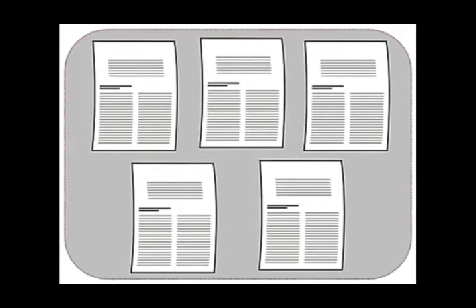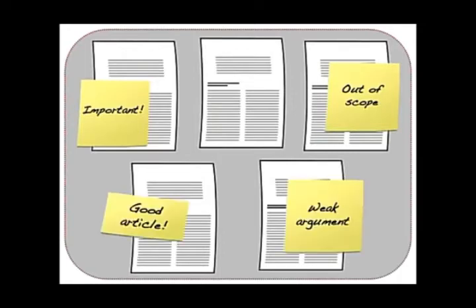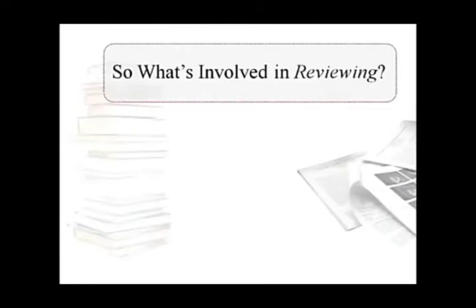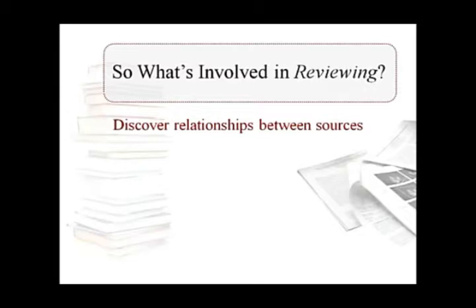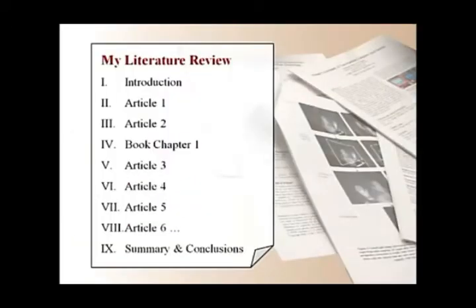When you work with the literature, you will read and critically examine articles and books to see what's important or out of scope, and analyze arguments for strengths and weaknesses. When working with the literature, it is important to look for relationships between publications. Some of the important relationships between publications that you discover might include major themes and important concepts, as well as critical gaps and disagreements. But don't fall into the trap of making your review a laundry list of summaries of the works you read. A literature review is not an annotated bibliography.